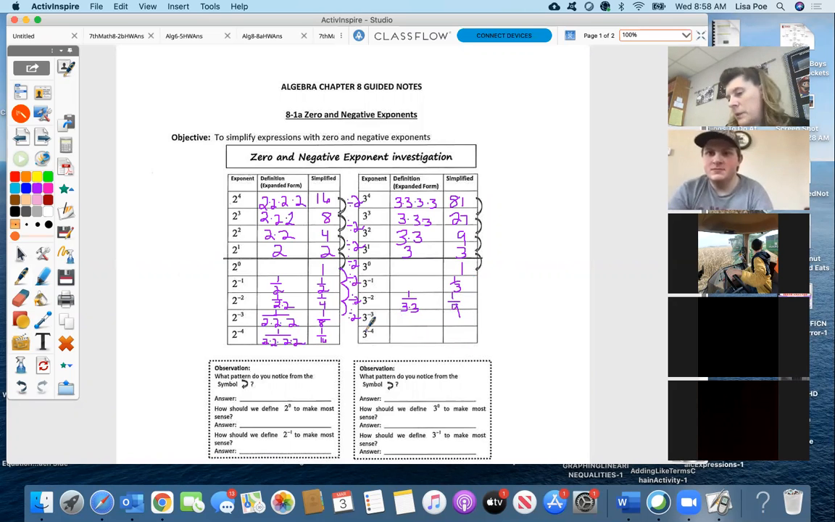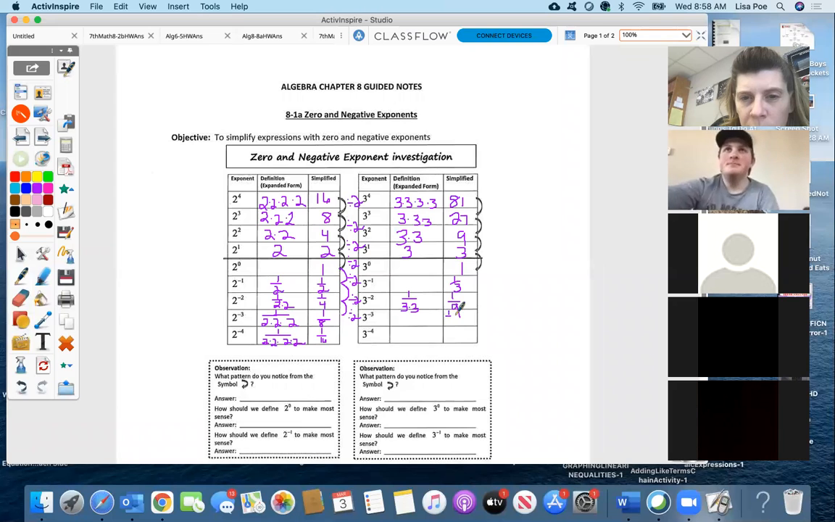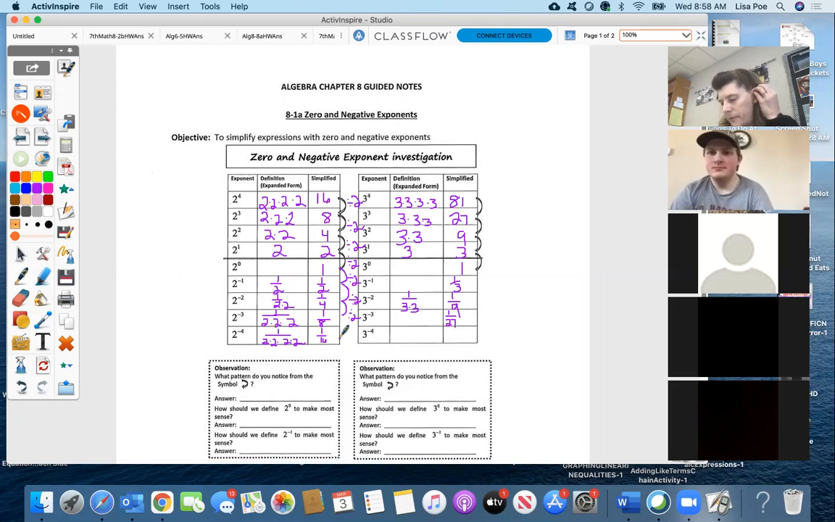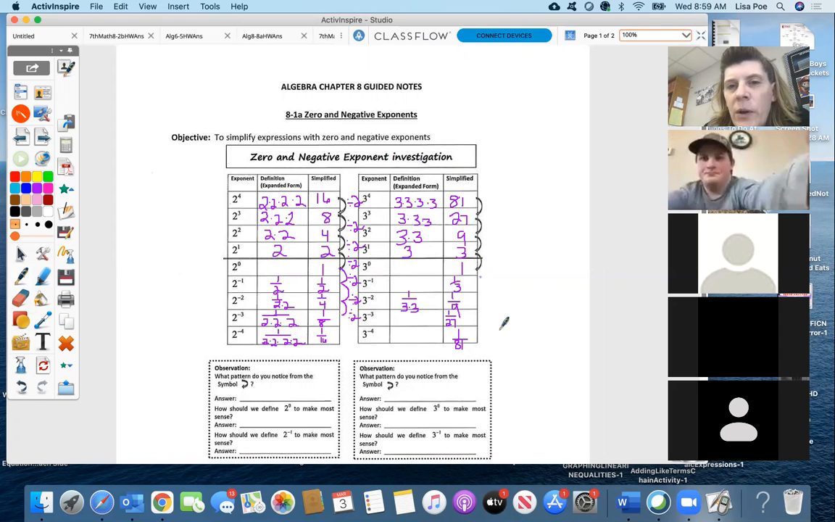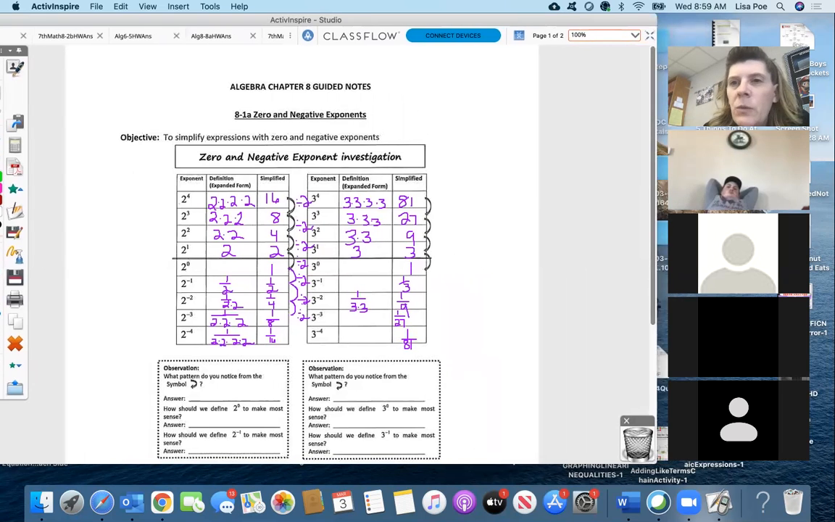All right, let's see who hasn't had a chance. Braden, what is 3 to the negative third? 1/27. And then 3 to the negative fourth, Sophia. 1/81. All right, now this is all good when we have this nice table that we can just keep going and we have that in front of us, right? But what happens when we don't?